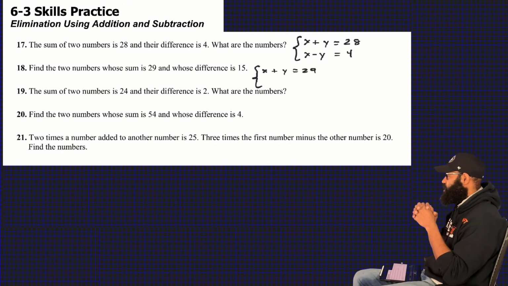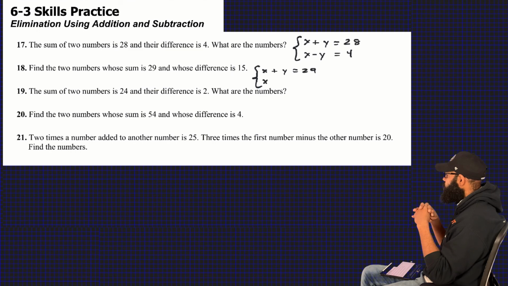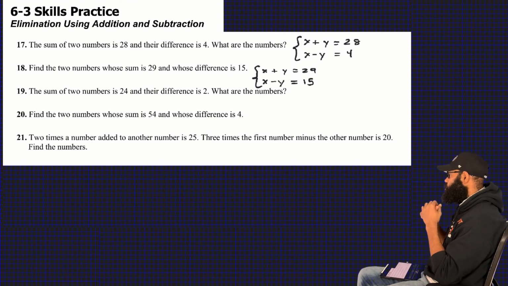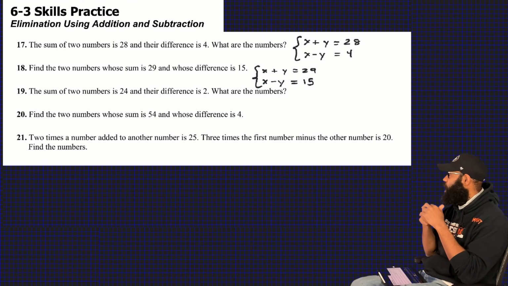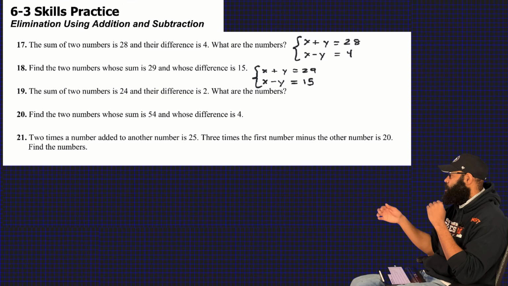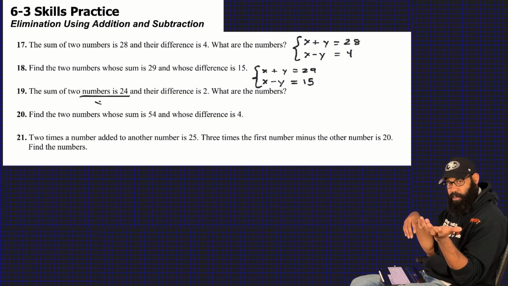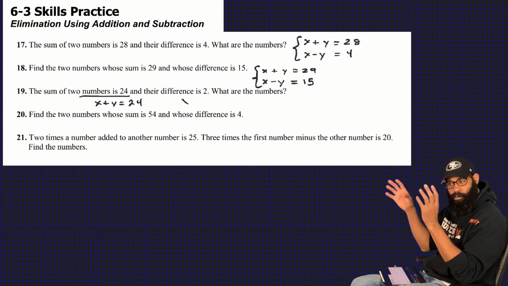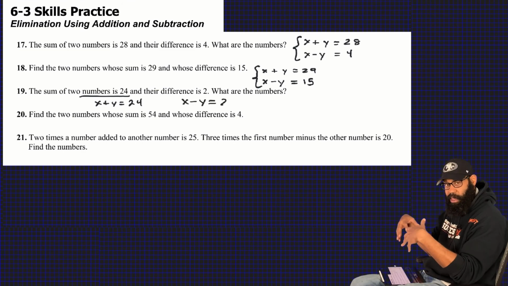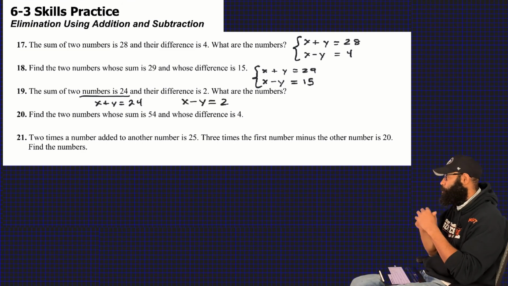Same thing here, guys. 18. Find the 2 numbers whose sum is 29. So x plus y equals 29. Then, of course, the difference is 15. So this time, x minus y equals 15. And again, do you see opposites? Yes. So you going from words to numbers and then just doing the same thing we did 16 times, right?